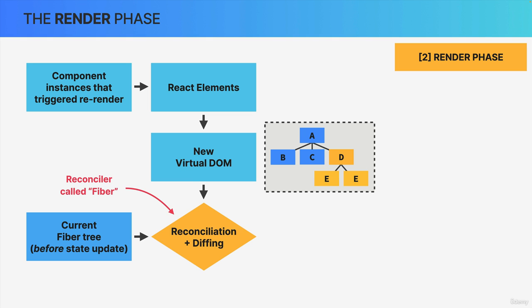Then the result of this reconciliation process is going to be an updated fiber tree, so a tree that will eventually be used to write to the DOM. So this is a high-level overview of the inputs and the outputs of reconciliation. But of course, now we need to understand what reconciliation is and how it works.